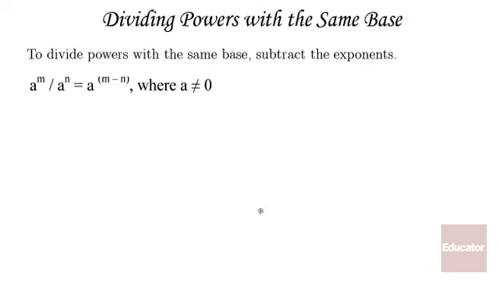Let's try dividing powers with the same base. If you think about when you're multiplying, you're adding the exponents. When you're dividing, you're subtracting the exponents. So if you have a to the m over a to the n, that actually becomes a to the m minus n. And that's when a is not 0, because remember that a cannot equal 0 here, because you cannot divide by a 0. That would be undefined. So the rule is as long as a, the base, is not a 0.